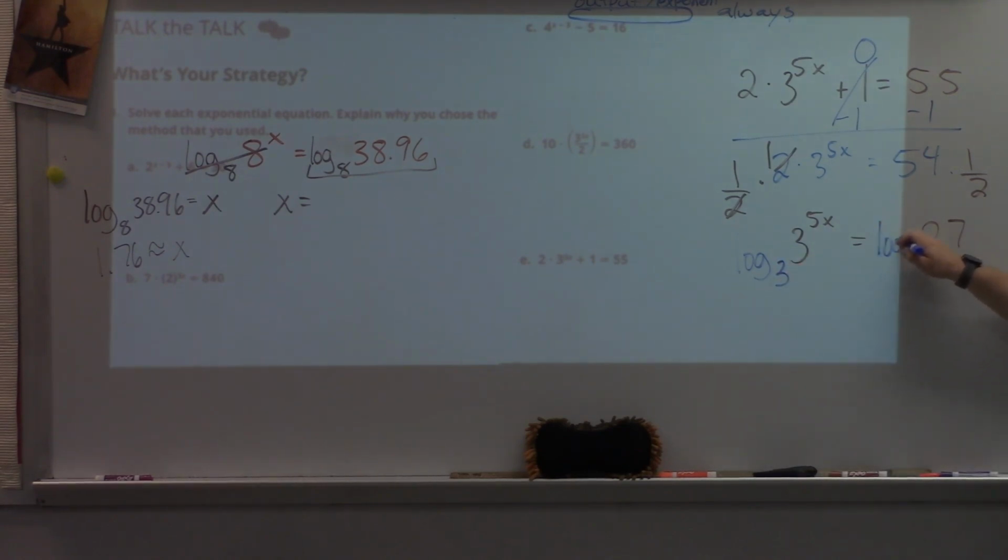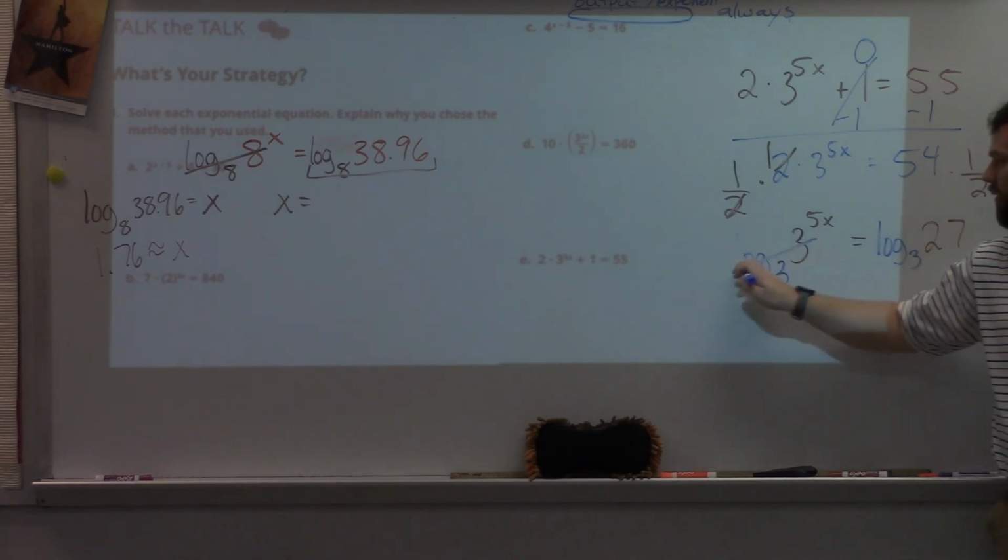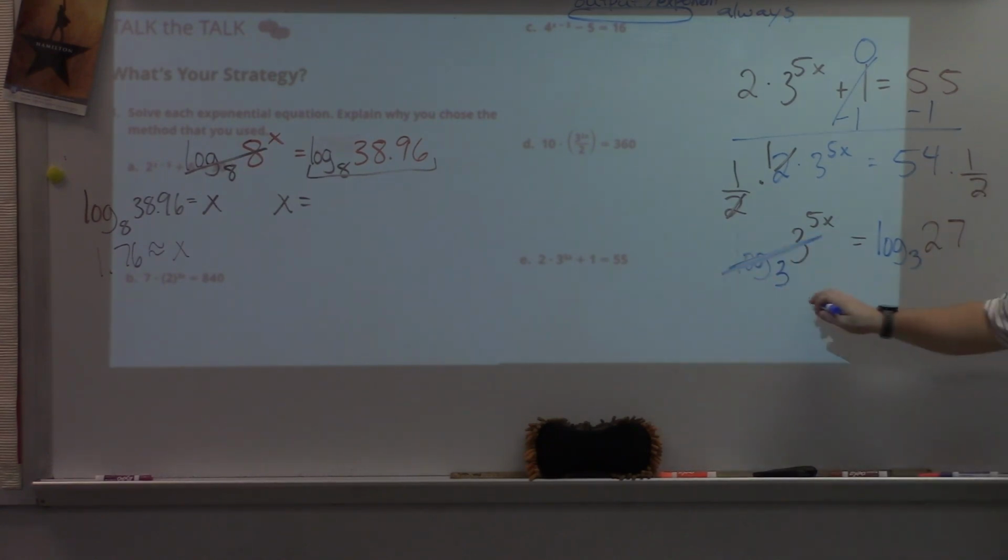Base 3. Whatever I do to one side of the equation, I do to the other. So notice the logarithm cancels out that base, and 5x is equal to log base 3 of 27. Can I put that in the calculator? Yes, because I'm giving you a calculator the entire test tomorrow. It is equal to 3. Last step, divide by 5. X is equal to 3/5. Notice, to solve these equations, what can you use? Inverses. Use those inverses, ladies and gentlemen.